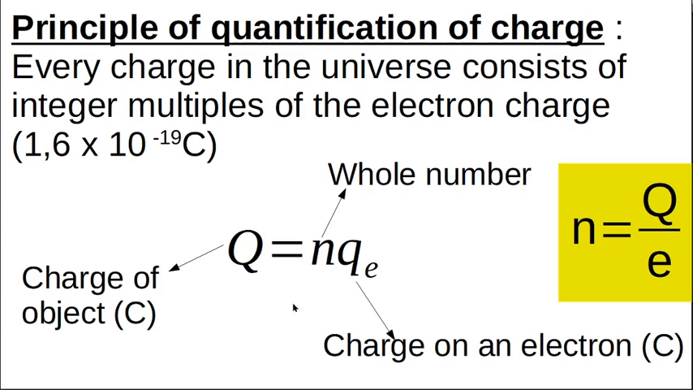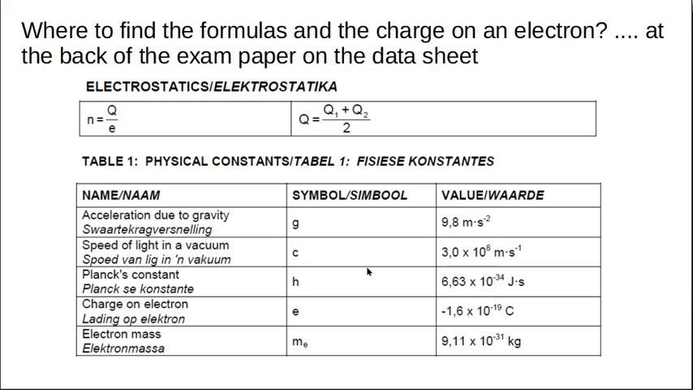So the charge of the object is equal to the charge on an electron multiplied by any whole number in the universe. So if you've got one electron, you've got 1.6 times 10 to the minus 19 coulombs negative charge. If you've got two electrons, you've got 2 times 1.6 times 10 to the minus 19 coulombs negative charge. If you've got 100, it's 100 times 1.6 times 10 to the minus 19. So sometimes this is written as n equals Q over e, or otherwise it's written as Q equals n Q_e. Okay, so if you need to know these numbers, they are on the exam paper: n equals Q over e and Q equals (Q1 plus Q2) over 2.